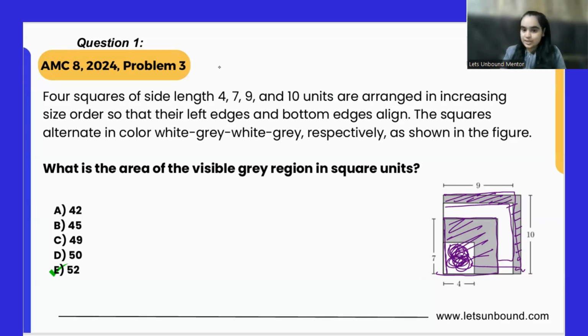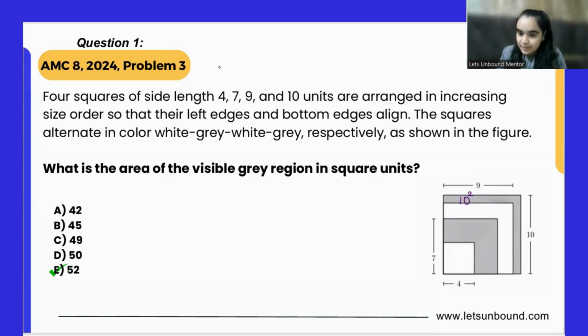So in short, if I conclude, how we can solve it is 10 squared minus 9 squared. The area of the bigger square minus the area of the square which has a side length of 9. And to find out this gray part, it is going to be 7 squared minus 4 squared. After that, you can add both the answers and then you will get the entire total gray region.